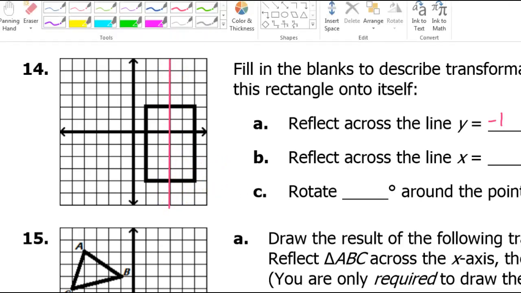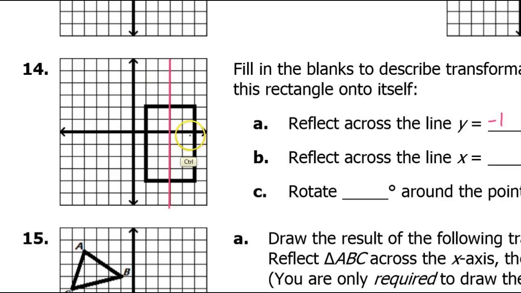Alright, so this line of symmetry will map the rectangle onto itself. If you reflected over this line, the rectangle would still look the same. This is the line x equals 3 because it's over 3 from the y-axis. So x equals 3. Okay, what if we do rotation?